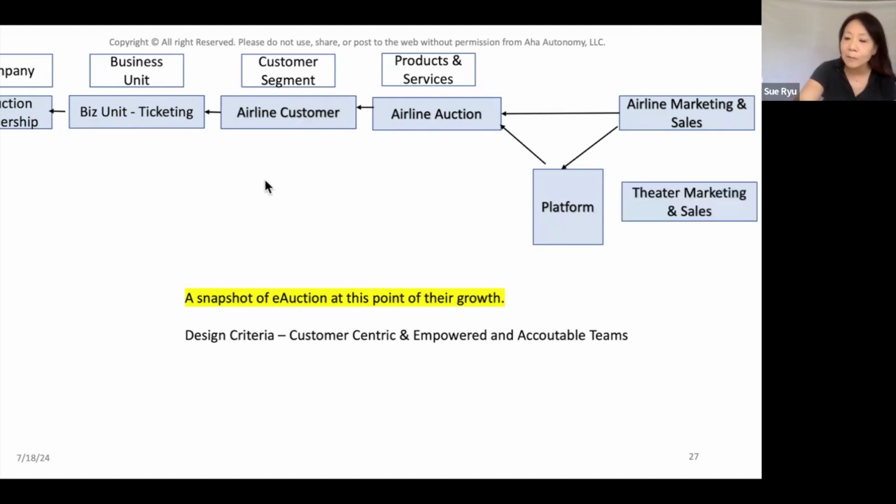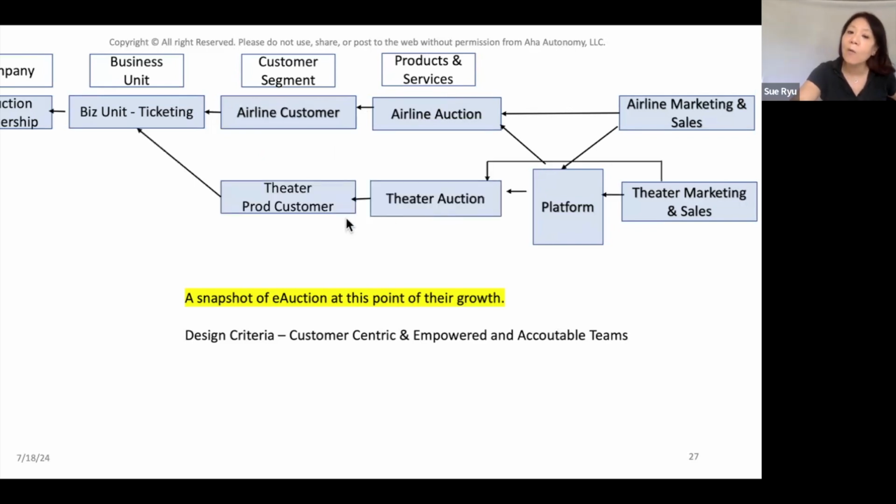So what might happen next? I mentioned that they also now expanded to providing service to the theater production team. So how would that look? This would be a way that you would design the structure for them. Basically, you still have it segregated by the customer segment, which is a good segregation, not by functional silo, right?